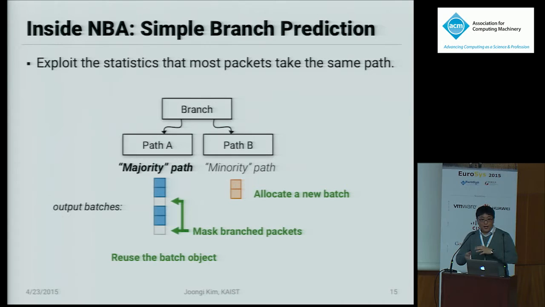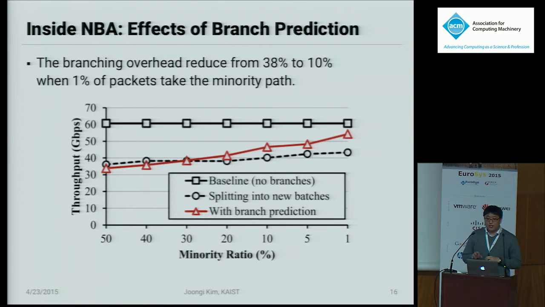We measure the effectiveness of this branch prediction technique using a simple branch with two outputs. We vary the ratio of minority packets from 1 to 50%. When only 1% of packets take the minority path, the overhead is reduced from 38% to 10% with branch prediction. Of course, we have some more ideas to improve the design and implementation of batch processing and the branching performance, so we are now working on that.